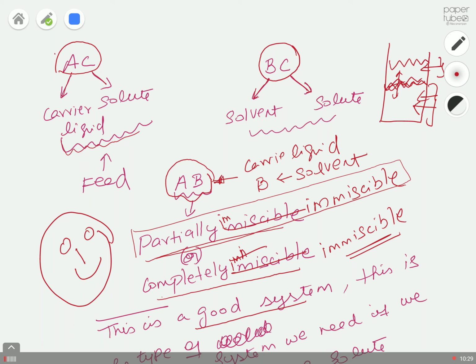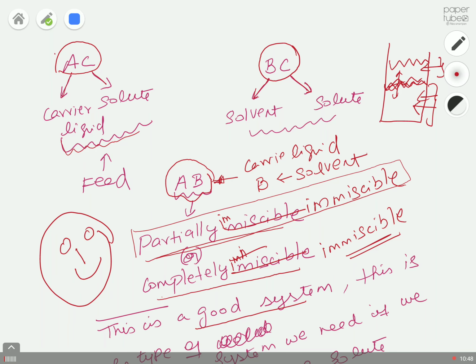If not, it should be miscible with your solvent. If not, we are not going to call that material a solvent. A solvent is something where you can mix your solute. That's why you are going to extract something from the feed mixture to the solvent side.